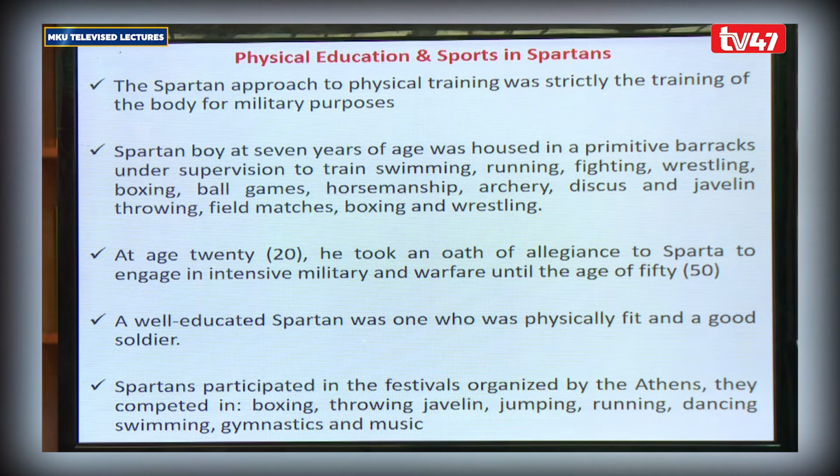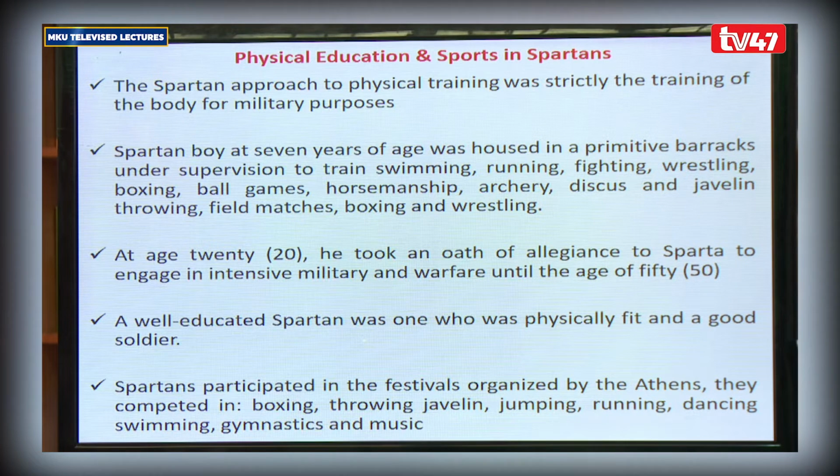Now, when you come to the Spartans, their approach to physical training was strictly for the military. They were training them so that they would be able to take part in military activities. So a Spartan boy, once born, at 7 years was supposed to be housed in a primitive barracks. The reason they had to go to the barracks at 7 years was to be trained, to acquire the skills and the strength so that they could become good fighters. So they participated in activities like horsemanship, archery, discus throwing, javelin throwing, field events, and the like.